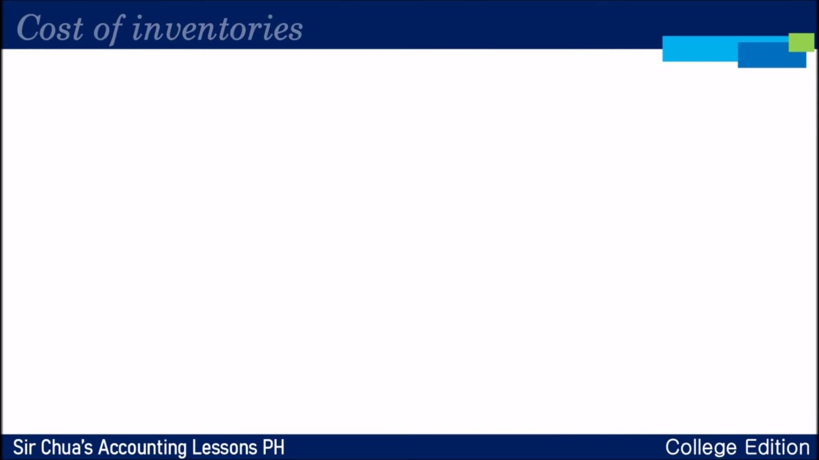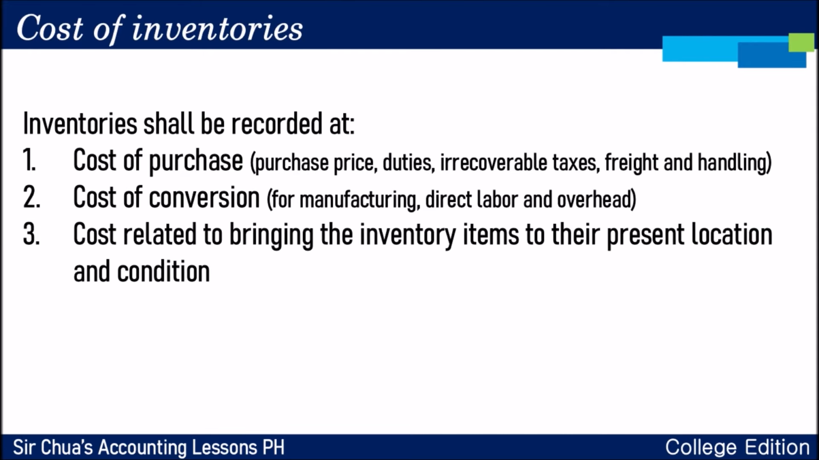Okay, let's continue. Now, the cost of inventories shall be recorded at the cost of purchase, the cost of conversion, and any other cost that is related to the inventory in bringing them to their present location and condition. So, kasama po sa cost of purchase, syempre yung purchase price, yung transaction price, any other duties, irrecoverable purchase taxes, freight, and handling. Cost of conversion naman po is applicable for manufacturing kasi syempre po, di ba, pasok na po sa cost of purchase yung binili po nating raw materials para po makagawa tayo ng produkto. Ano naman po yung tinatawag nating cost of conversion?